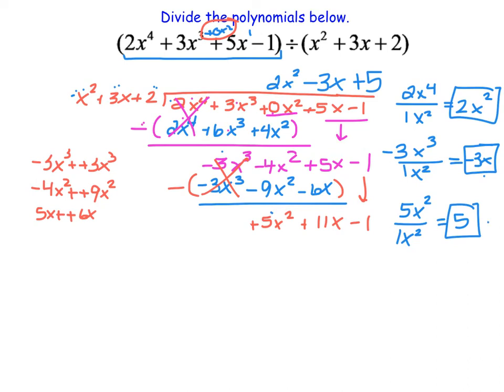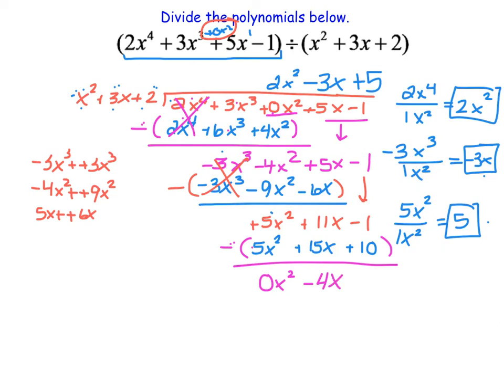So we're going to multiply the 5 here by all three terms of the x squared, the 3x, and the 2. So 5 times the x squared becomes 5x squared. 5 times the 3x becomes 15x. And 5 times the 2 becomes 10. So from here we now need to subtract what's in blue from what's in red. So 5x squared minus 5x squared I know becomes 0x squared. 11x minus 15x, I can see becomes negative 4x, and negative 1 minus 10 becomes a negative 11.